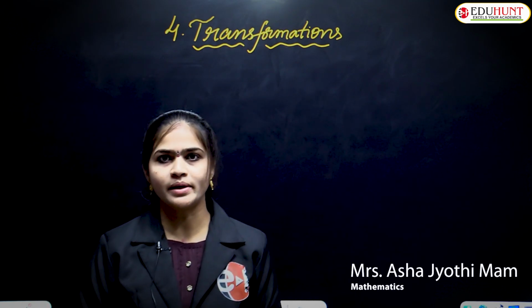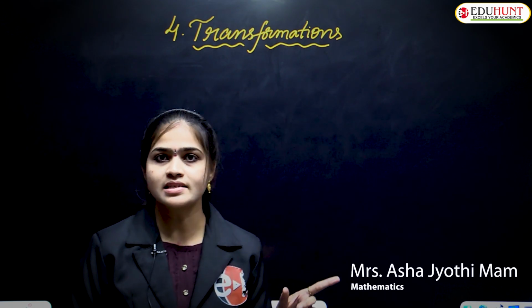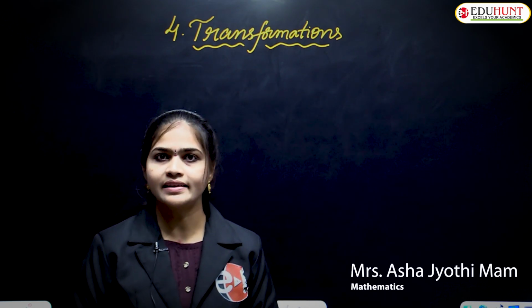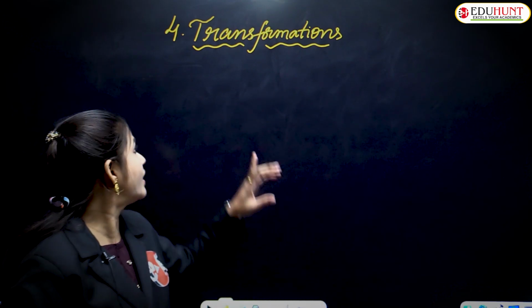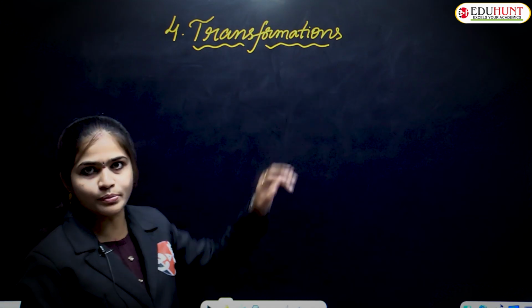So children, see here. Up to here we discussed two parts of trigonometry. One part we already discussed in 8th class. In 9th class we discussed two parts: the second part is compound angles and the third one is multiples and submultiples. After that we have the fourth part. At the starting I told you we have four parts in trigonometry. So this is the last part, the fourth part, that is transformations.